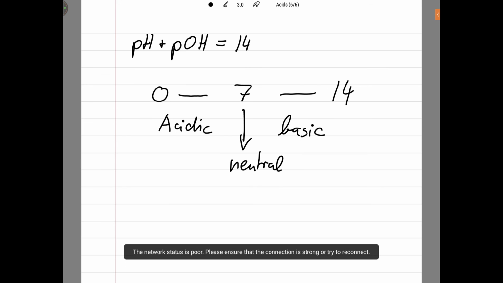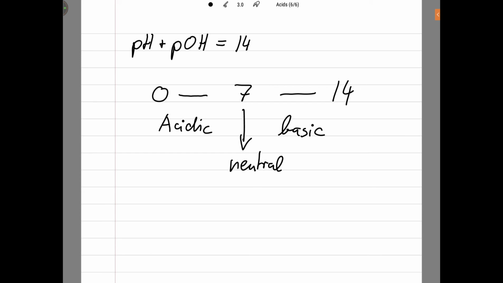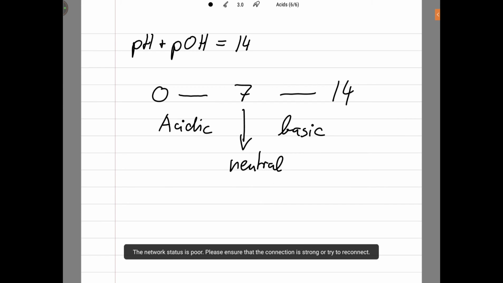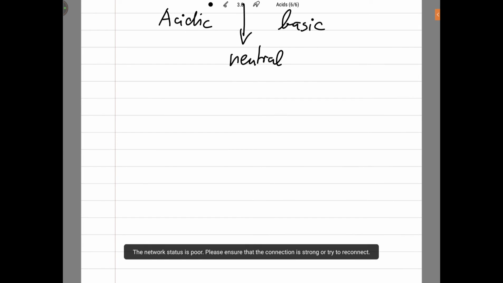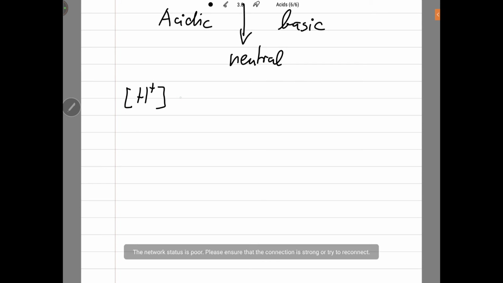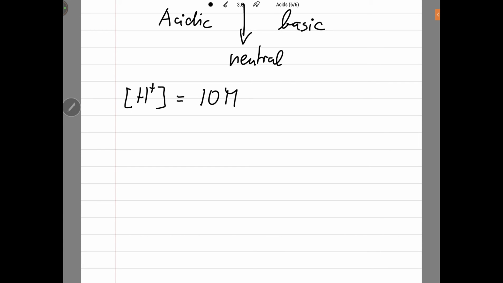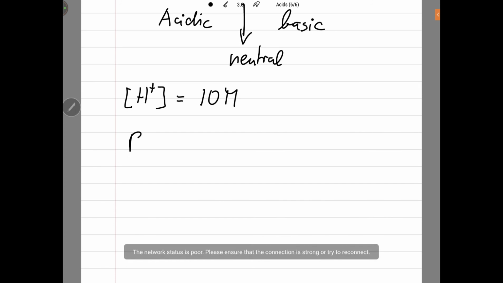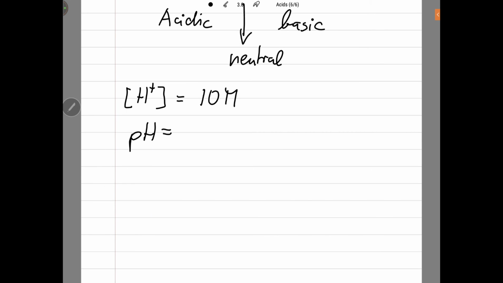If, for example, the proton concentration is larger than 1 molar, let's say we have a proton concentration of 10 molar. What is the pH?